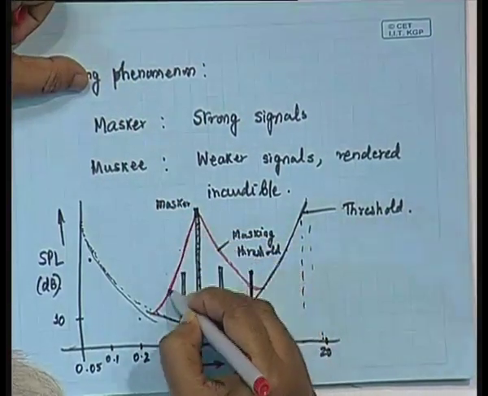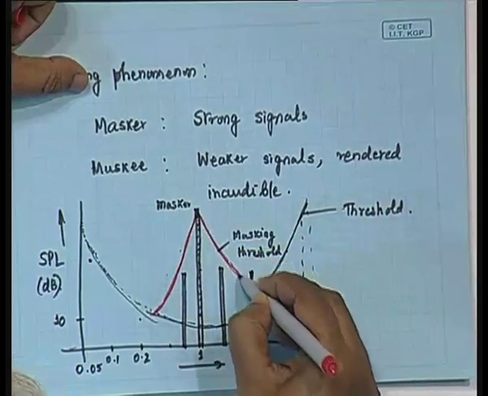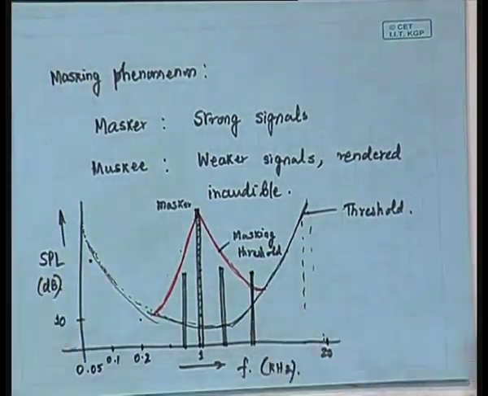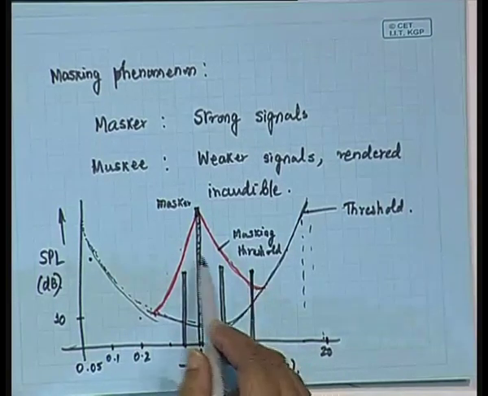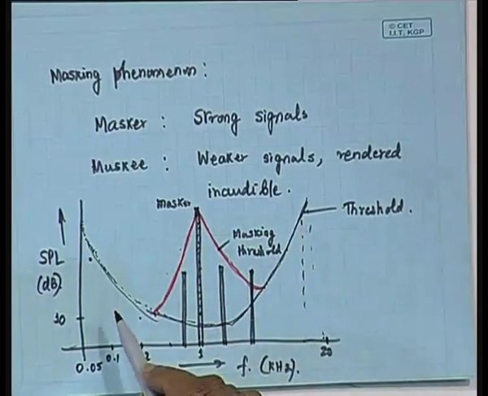Now, the effect of such masking is only for a range of frequencies around the masker frequency. So, what we will find is that if the masker frequency, in this case, is 1 kilohertz, maybe up to 500 hertz on this side and maybe up to 2 kilohertz or 4 kilohertz on this side, you will find its presence.